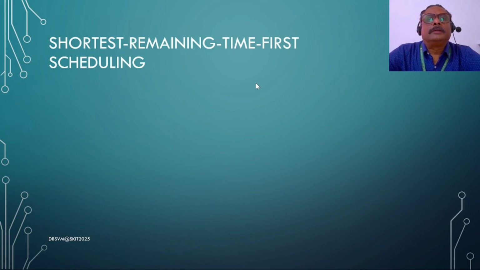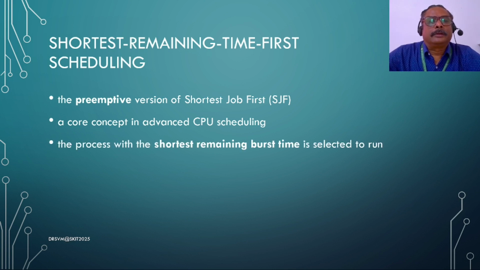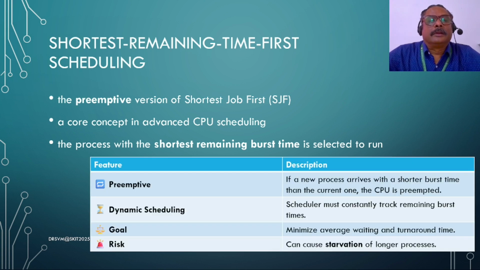Now let us see the shortest remaining time first scheduling algorithm. This is a preemptive version of the shortest job first algorithm. The shortest job first algorithm which we had seen in the previous session was a non-preemptive type of algorithm, and this one is a preemptive type of algorithm. It is a core concept in advanced CPU scheduling, and the process with the shortest remaining burst time is selected for the next run.